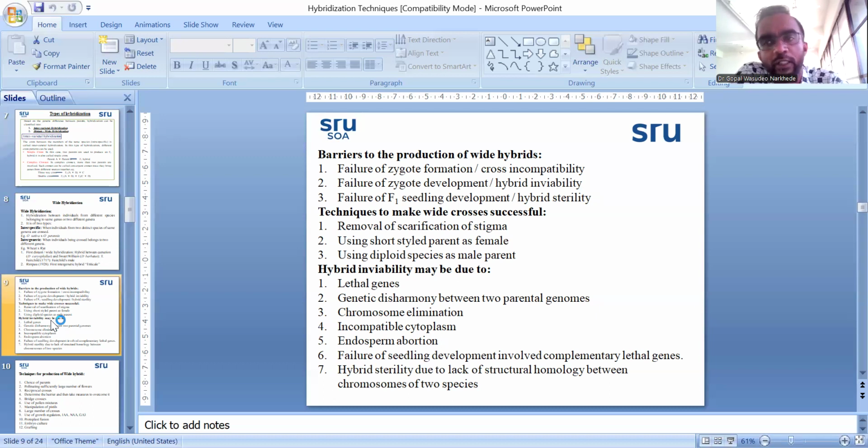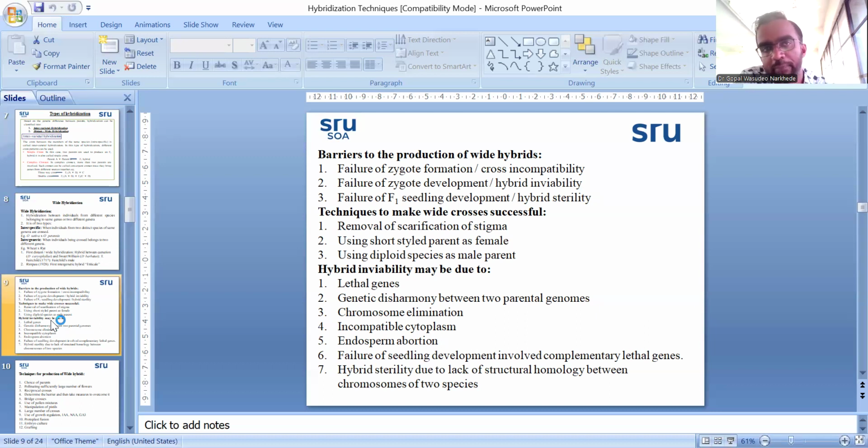Then second is failure of zygote development. Though the pollen will germinate and the pollen tube will form, double fertilization will not take place. As double fertilization will not take place, the zygote will not develop as a viable zygote. Then third one is failure of F1 seedling development. It means though the zygote is formed, that zygote becomes sterile due to endosperm abortion. As we all know, endosperm is nutritive tissue. Endosperm provides nutrition to the developing seeds. So after endosperm abortion, ultimately that seedling will not develop. All these are the barriers for the production of wide hybrids.